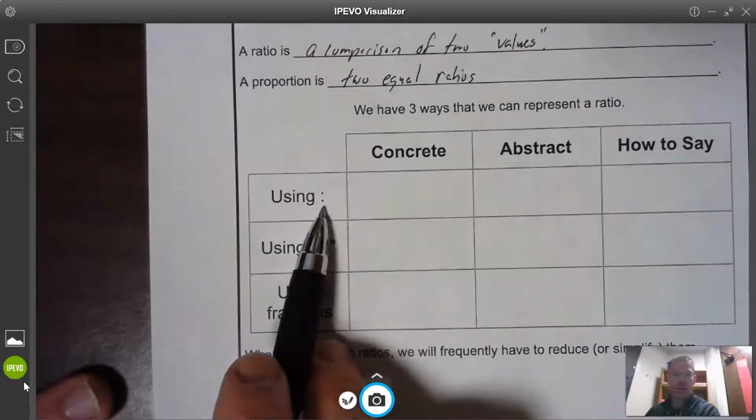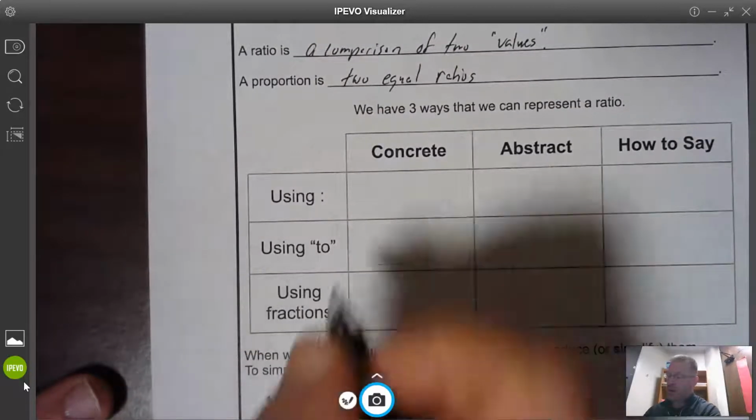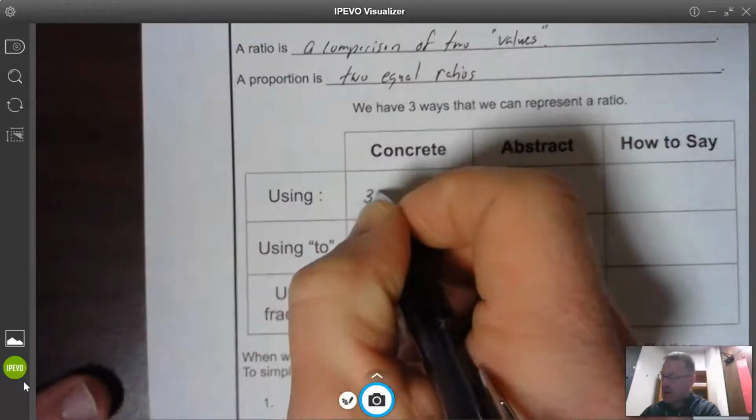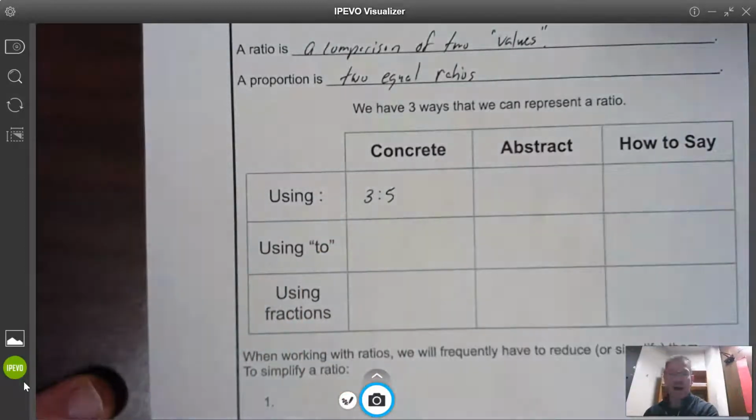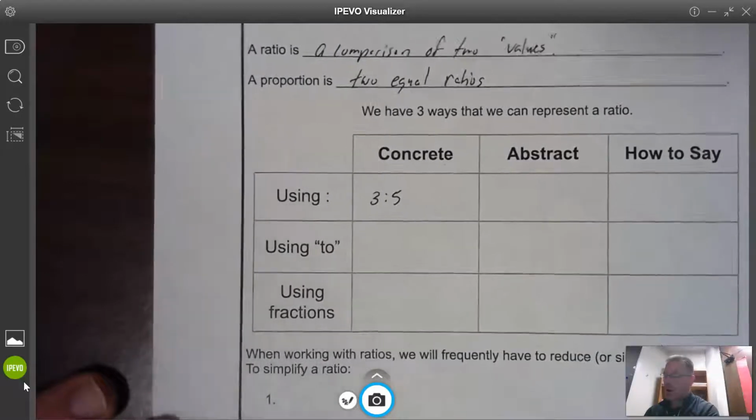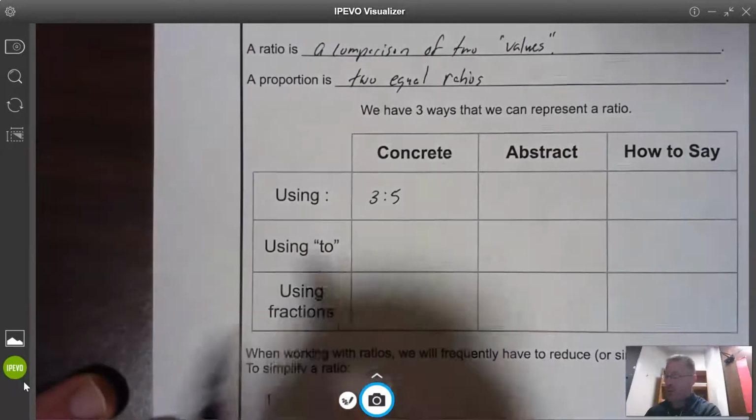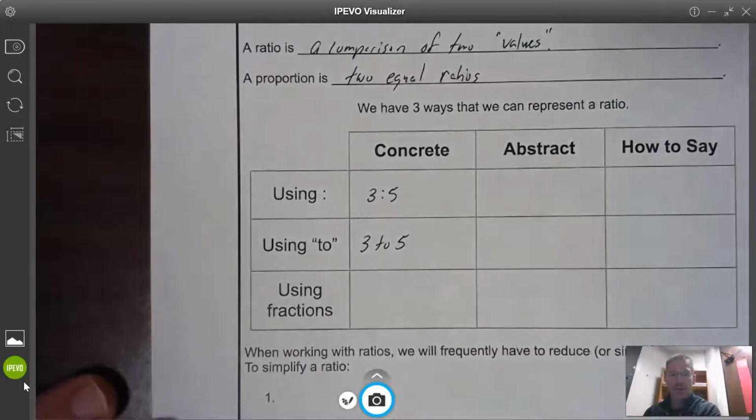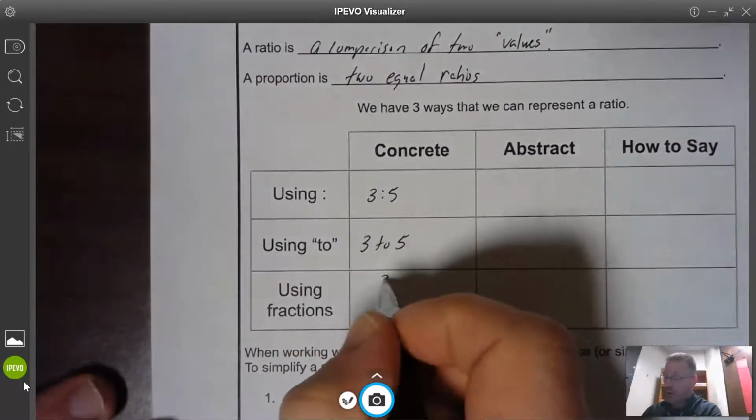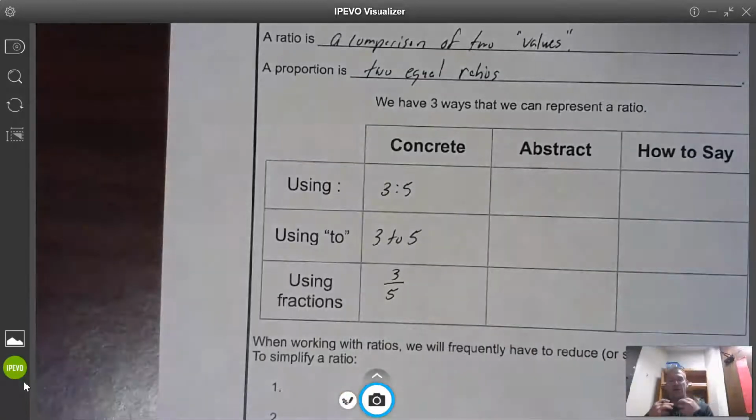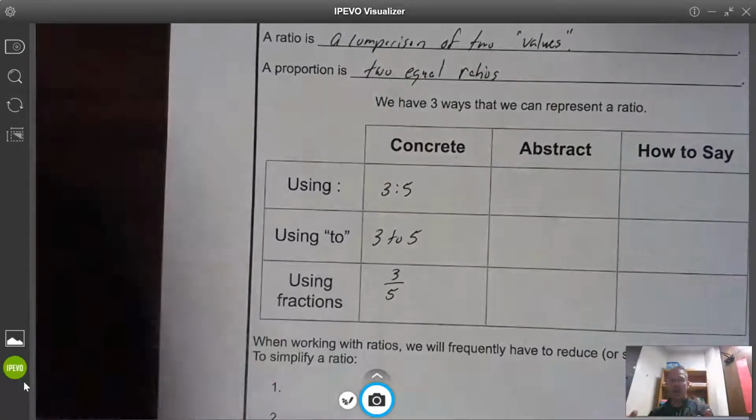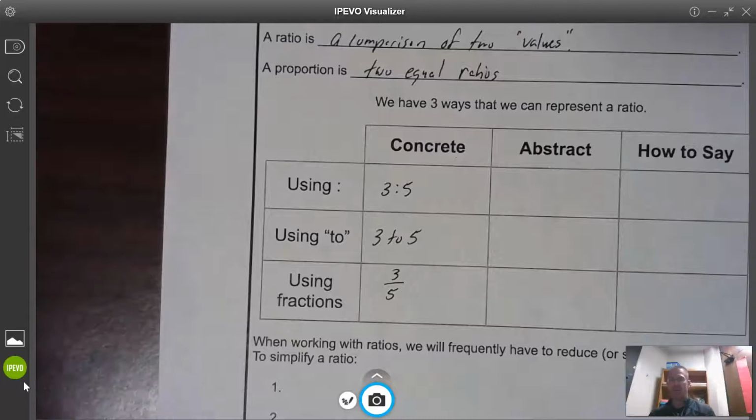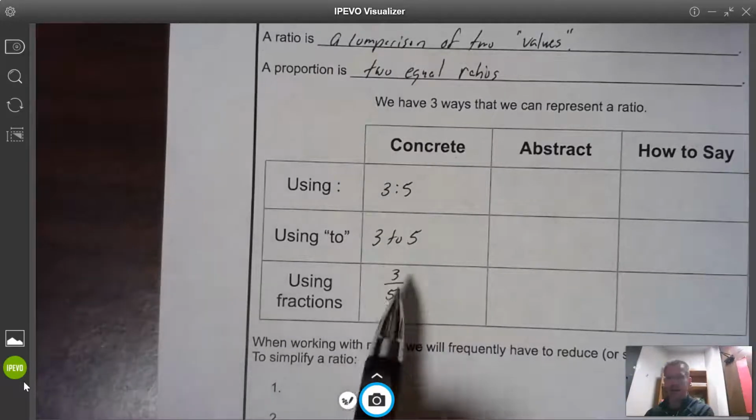So sometimes we use the colon here, and so we might say 3 to 5. Now we might use that same ratio, but we might use the word "to," so 3 to 5. And we might use a fraction, 3 to 5. So notice we kind of say the same words, 3 to 5, 3 to 5, 3 to 5. And it means the same thing, but the way it's represented is slightly different.